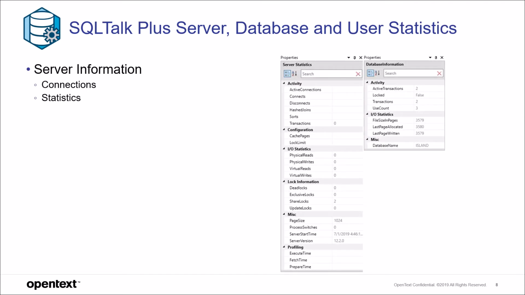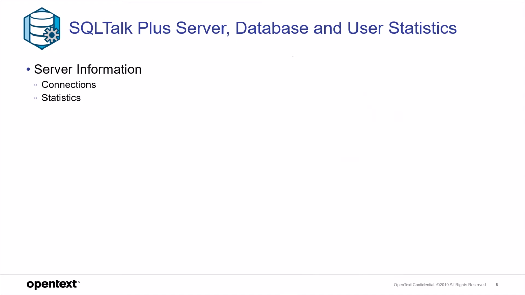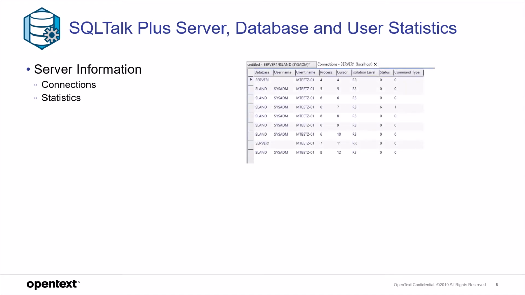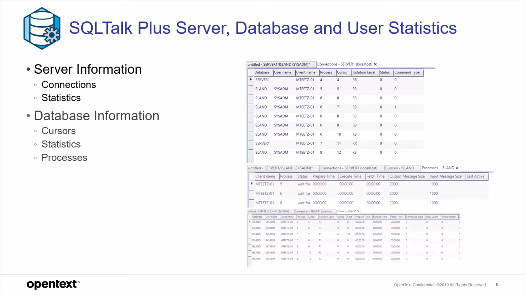So here is the server information. You can see a list of connections and you get the statistics for the database in a nice property grid. So here are the connections to the server, and you can go in there and close connections if you like, for example. The database information: you see the connections to a database, the users of a database, the statistics for that database, and the processes that are active on that database.